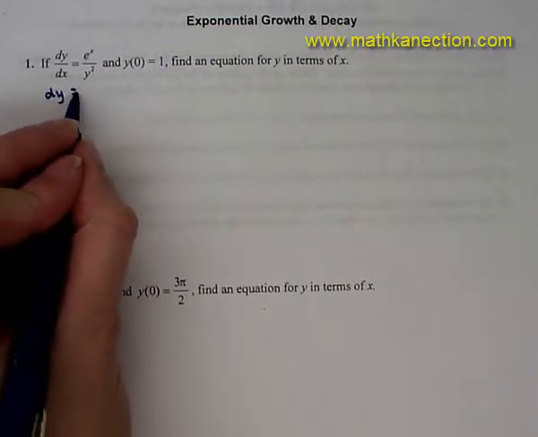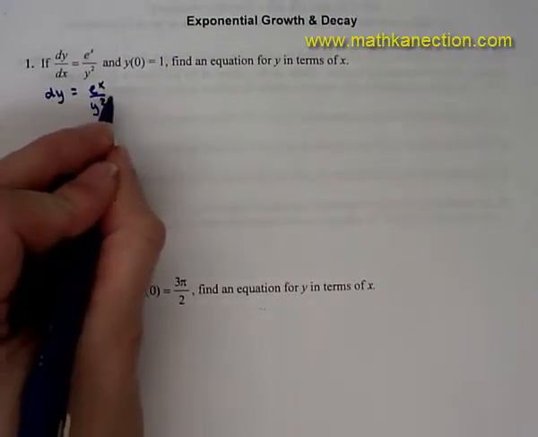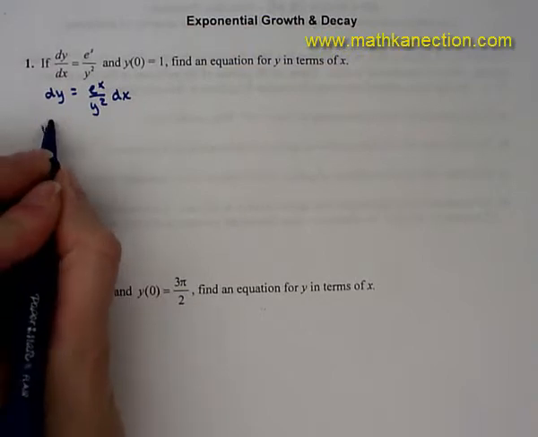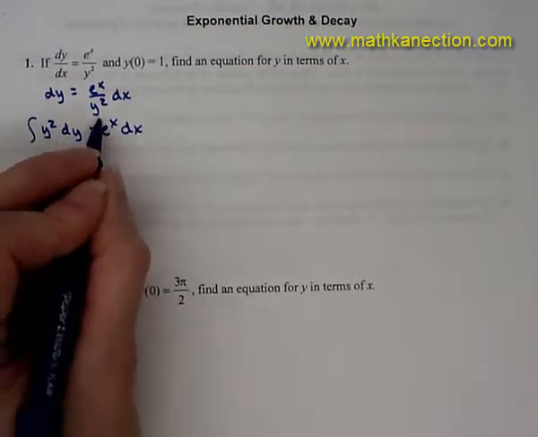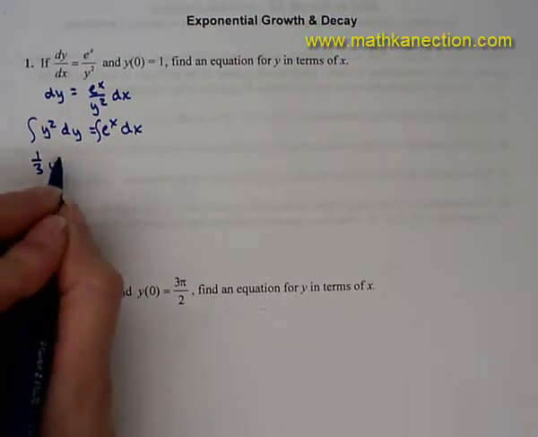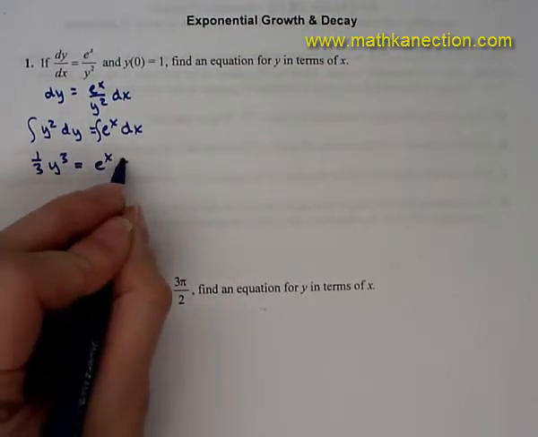dy/dx is equal to e to the x over y squared. Multiply both sides by dx, you get dy is equal to e to the x over y squared dx. Multiply both sides by y squared, bring the y's with the y's and the x's with the x's. Anti-deriving both sides, you get 1/3 y cubed is equal to e to the x plus c.